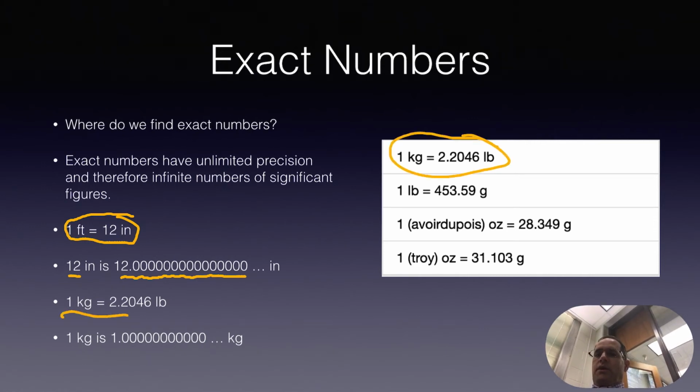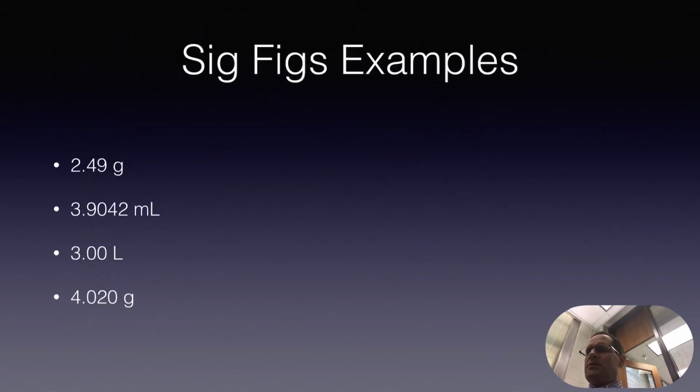Here's another one from the OpenStax textbook. 1 kilogram is equal to 2.2046 pounds. The 1 kilogram is exactly 1. It's an exact number from the definition, okay? Now let's look at some significant figures and the examples. So again, any number that's in the measurement is going to be significant and part of that measurement. You're always going to have units associated with a number, so don't get confused or worried about what the g or the mL or the L stand for, okay?